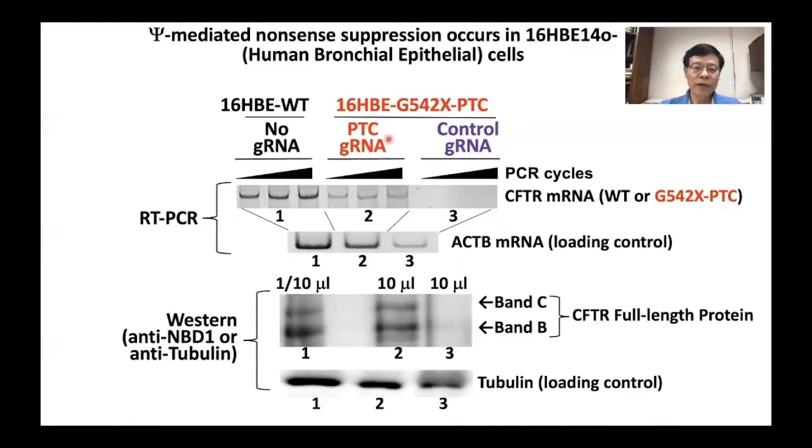But when we transfect the cells with a PTC-specific guide RNA, now we detect the messenger RNA, and we also detect the full-length CFTR protein. Okay, the restoration is about 10%.